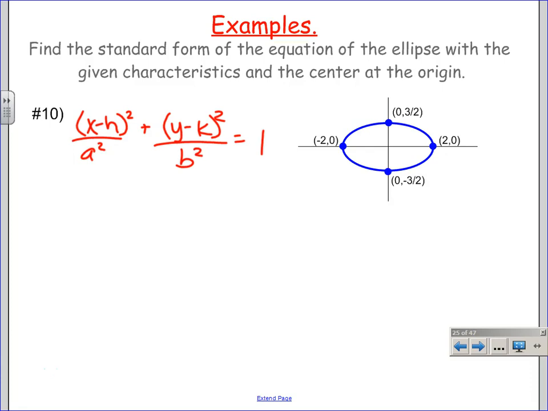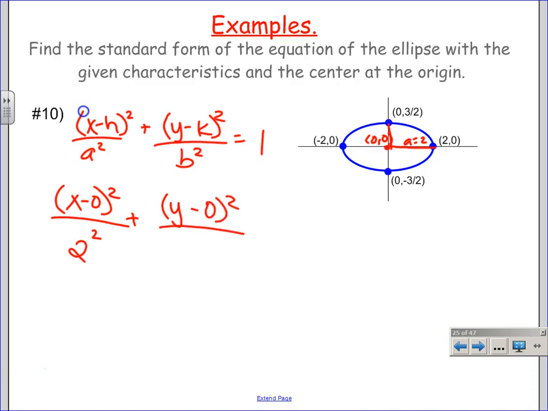What do I plug in? Can you guys tell what the center is just by looking at the graph? Yeah, the center is totally 0, 0. Why? Because it's the midpoint of each of my major and minor axes. Okay, sweet. So x minus 0. Why am I going to put 2 squared? A is 2. What am I going to put underneath y minus 0 squared? 3 halves squared.